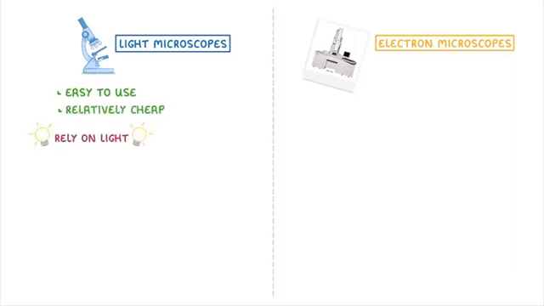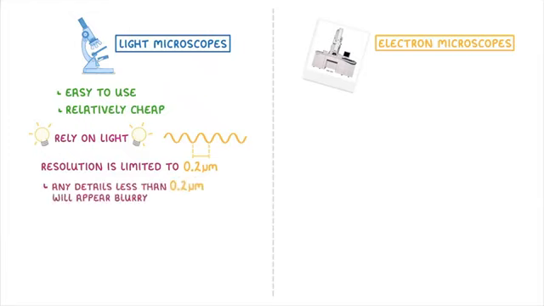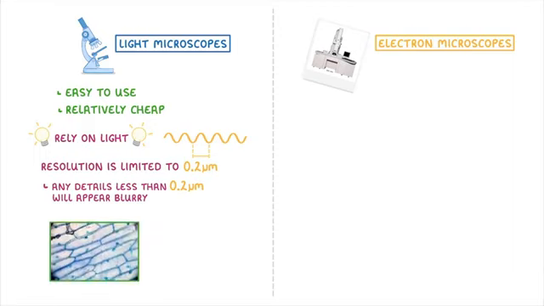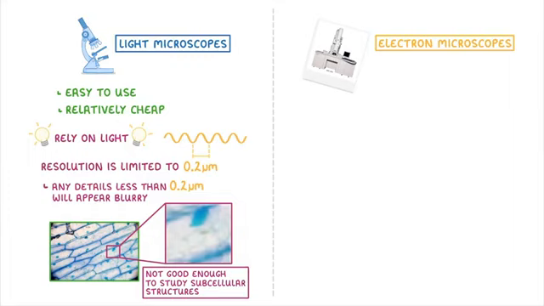However, because they rely on light, which has a wavelength of 0.2 micrometers, their resolution is limited to 0.2 micrometers as well, which basically means that any details less than 0.2 micrometers apart will appear blurry. So while we can use light microscopes to see individual cells, like these onion cells, they're not good enough to study the subcellular structures found within cells, like mitochondria.